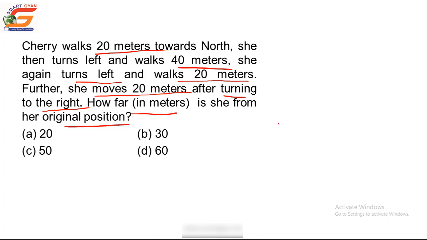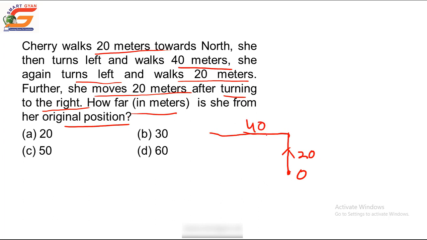So only distance has been asked. So whatever may be the starting point, start drawing the diagram. Suppose this is the origin, then she moved upward, that is, moving towards north. She then turns left. When we move upward, then this side is our left. And it is given that from the starting point she moved 20 meters. Then after reaching the point here, she moved further 40 meters.